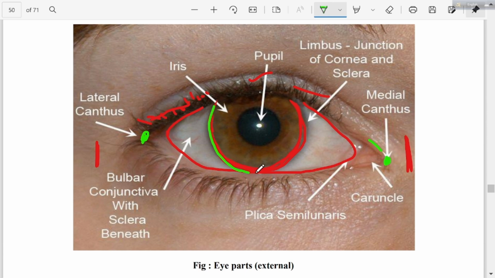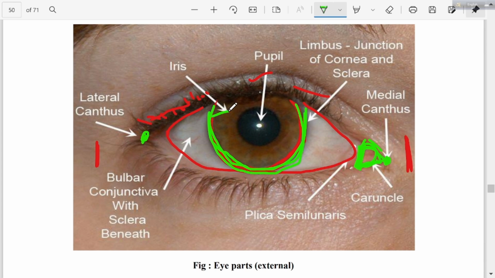This junction just between the sclera and the transparent layer, the cornea, is called the sclerocorneal junction, or the limbus of cornea and sclera. Now here you can see some caruncles. These caruncles help to moisturize the eye and protect it from pathogenic organisms, dust and any other foreign material. So they moisturize the eye and protect it.